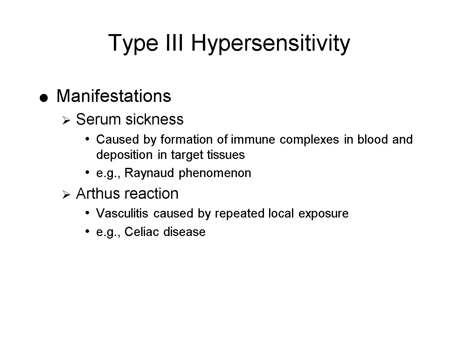Clinical manifestations of type 3 hypersensitivity include serum sickness, where immune complexes circulate and deposit in various tissues. An example is Raynaud phenomenon, where immune complexes cause vasospasm in small blood vessels. Another example is the Arthus reaction, a localized vasculitis resulting from repeated local exposure to an antigen, such as in celiac disease. These reactions often involve both systemic and localized inflammation.